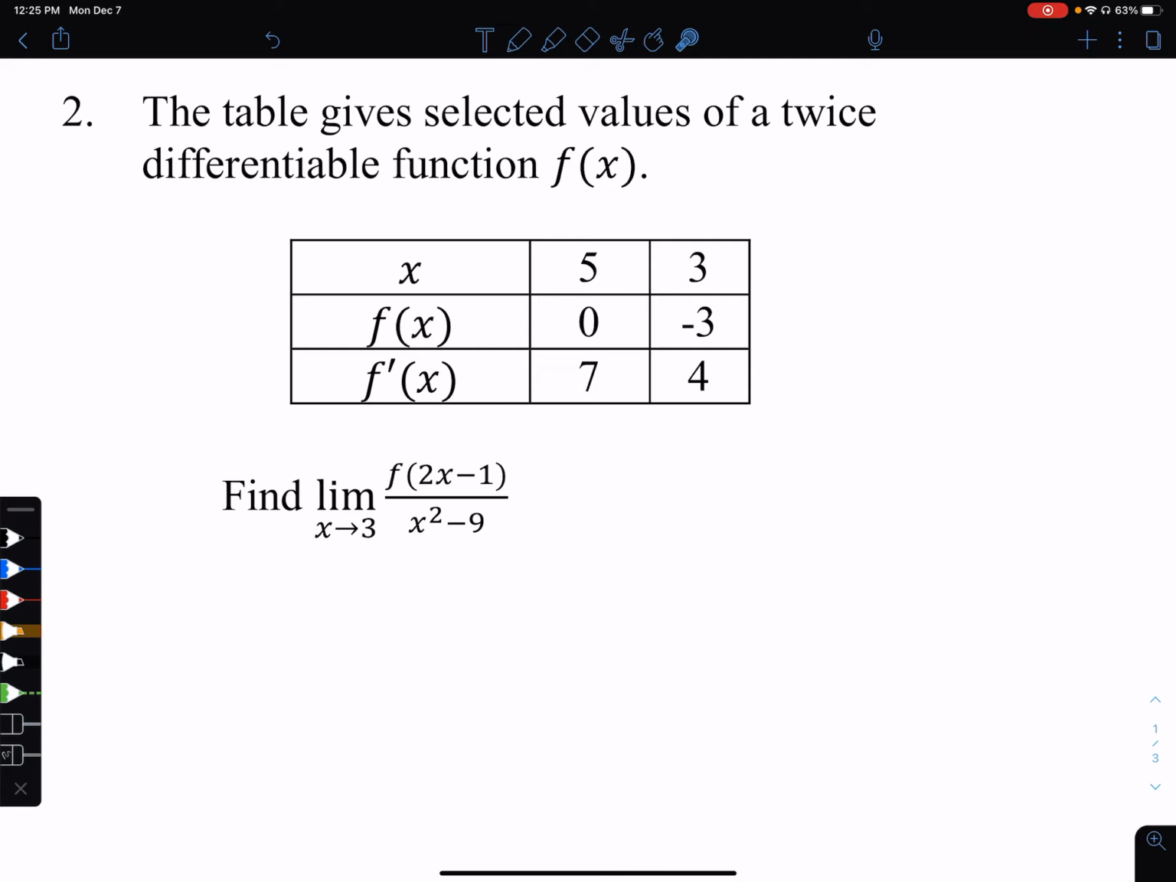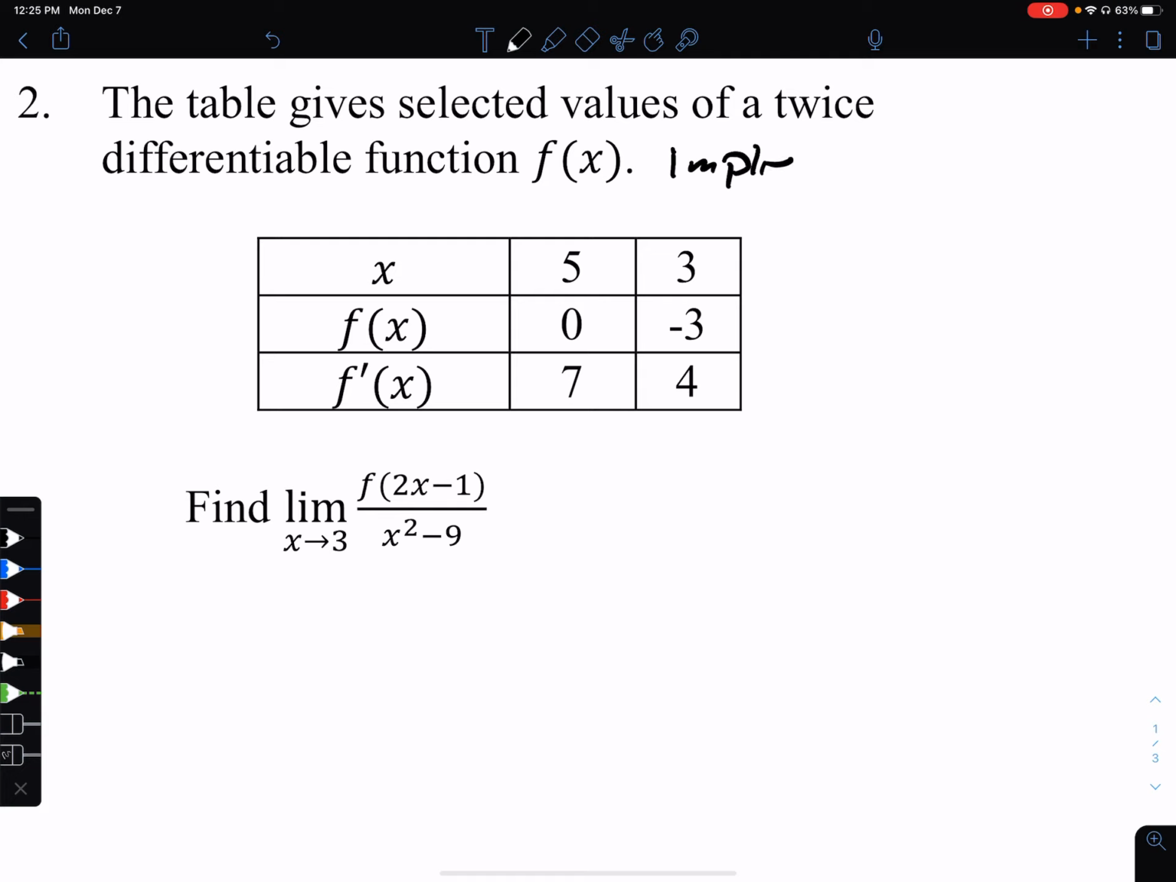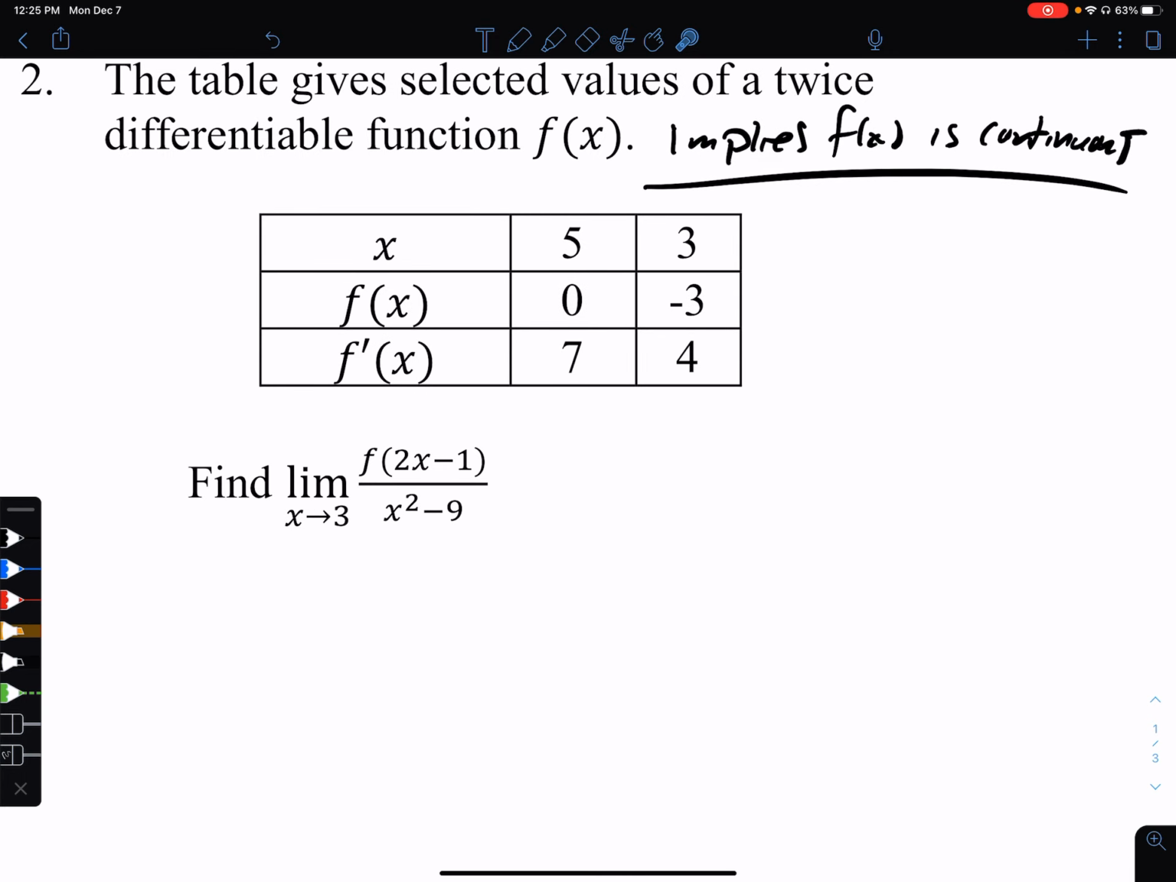Check out a table of values. The table gives selected values of a twice differentiable function. Anytime you're told it's differentiable, that implies that f of x is continuous. Write that down in your notes. You don't have to write that down every time you see it, but you should think it every time you see it. Supposed to find this limit.